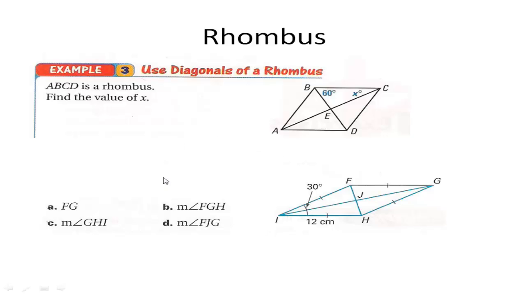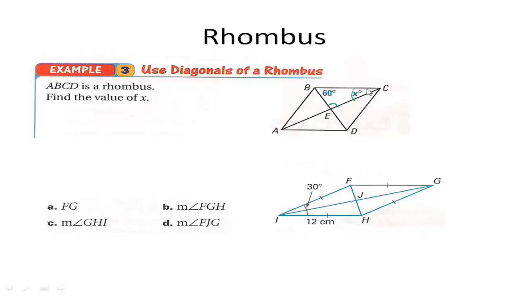Let's see an example. It says use the diagonals of a rhombus. ABCD is a rhombus. Find the value of x. Here's x. And x is the value of this angle. Now, one important thing that you just learned about rhombuses is that their diagonals intersect at 90 degrees. So that means that this angle here is 90 degrees.